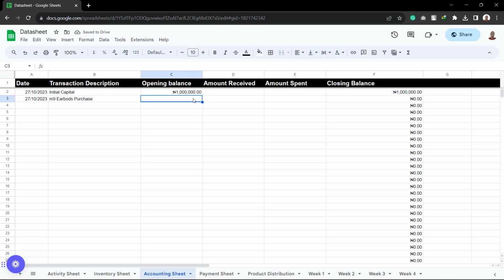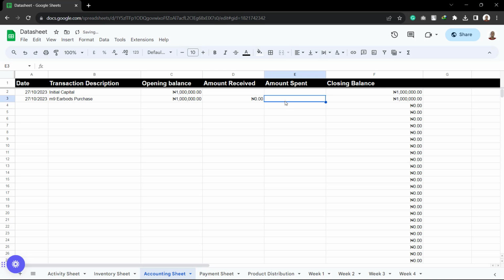No, we are not going to put it under opening balance because that's not our opening balance. What is our opening balance? 1 million naira. So our opening balance is 1 million naira. So that's what we are going to put there. How much did we receive? We didn't receive any amount today, so it's 0.